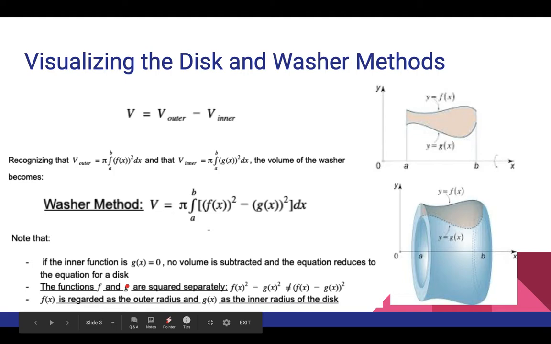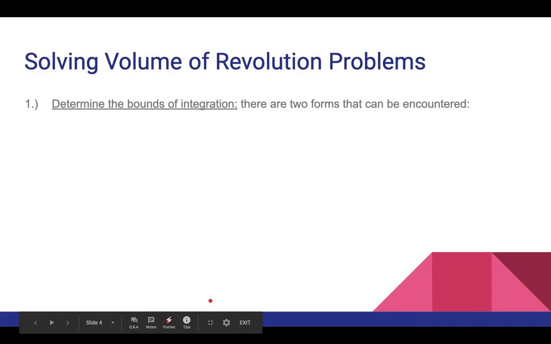So this equation does make sense right here. The functions f and g are squared separately, so again, it's f of x squared minus g of x squared, not f of x minus g of x and then squared. And then f of x is regarded as the outer radius, and g of x is regarded as the inner radius, okay? So while solving volume of revolution problems, here's our step-by-step procedure.